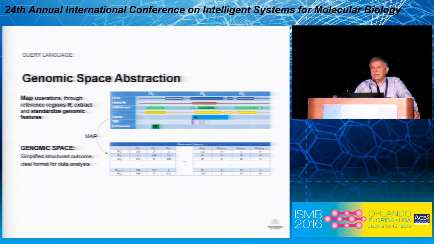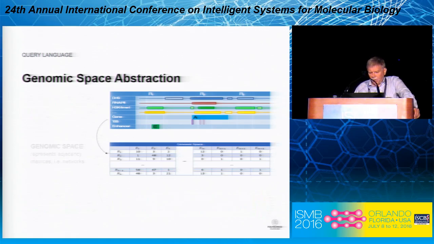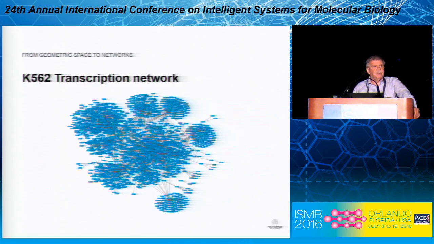Of course, instead of extracting a single value, you could extract a feature vector, something more complex than that. And then this can be represented as a heat map, and therefore you can have a visualization of this genome space. Or you could also interpret it as a network, and therefore you can do network analysis on top of this result. And this is, for instance, one of the classical networks that can be extracted as a result of a query.